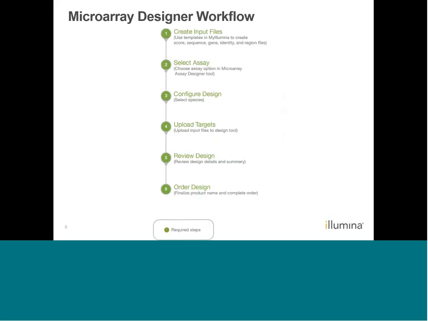Let's just quickly review the workflow. When you want to submit markers for scoring, you will use input files, and we'll go over the different types of input files in detail. You'll select the assay, whether it's HD, HTS, or XT. You'll configure the design, and that includes selecting the species. You'll upload those targets using the input files. You'll review the design, and again, this is an iterative process until you're satisfied with the content that you're including in your custom array, and then you order the design.